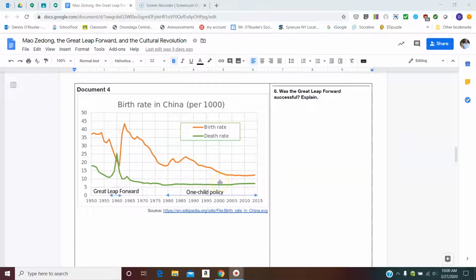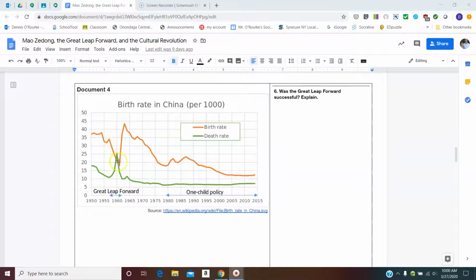Then we get into the success of the Great Leap Forward, and as you can probably already tell, and once you're done watching the video you'll know, it was not very successful. I'd like some examples why. You can obviously use the charts above. You can see how much of an effect this has on China.